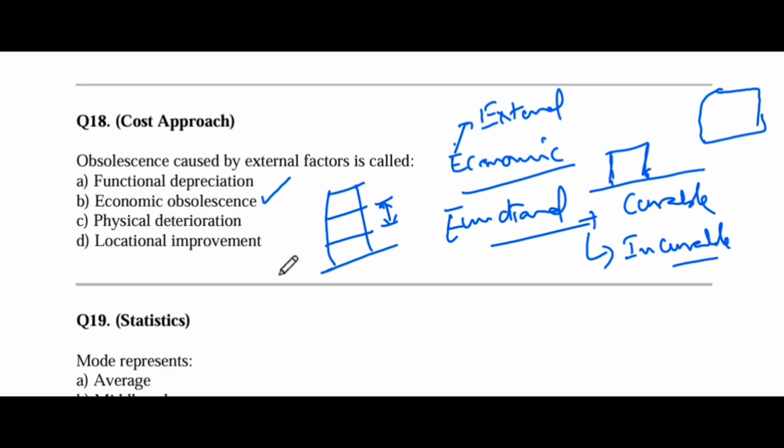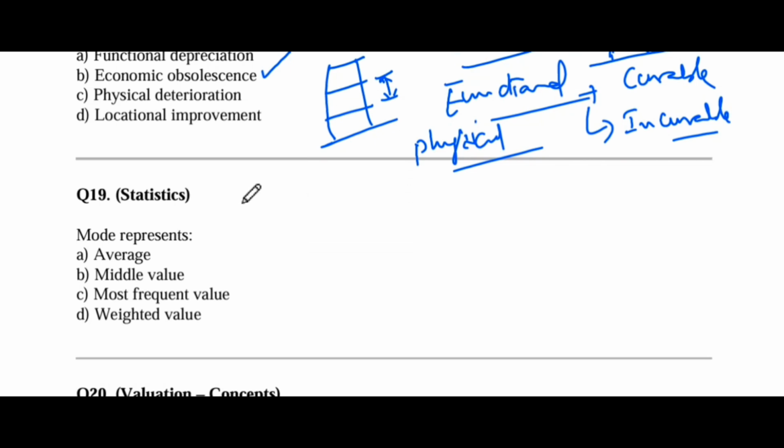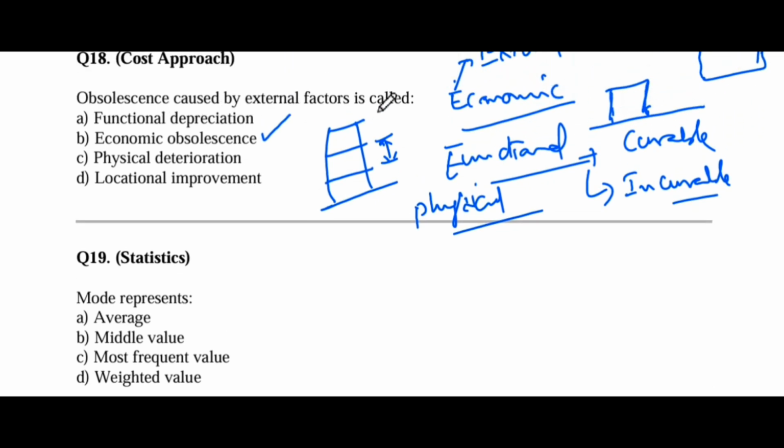And the third one is physical obsolescence. Physical means deterioration. Physical obsolescence means deterioration, the wear and tear on the physical structure and components of the property from age and use. Example: worn out roof leaks, cracked foundations or walls, peeling of paint, worn out carpets, outdated finishes, like that. So here the question is: obsolescence caused by external factors is called which one? Economic obsolescence.